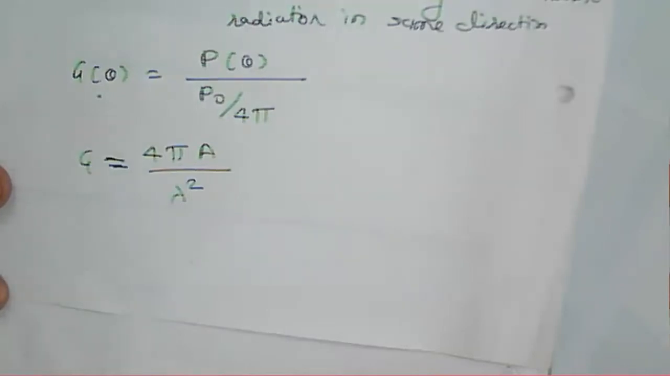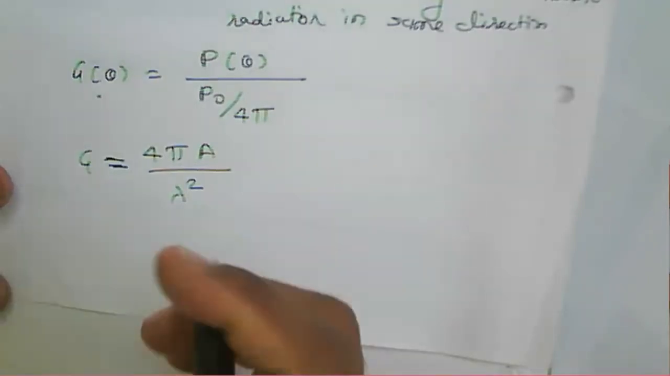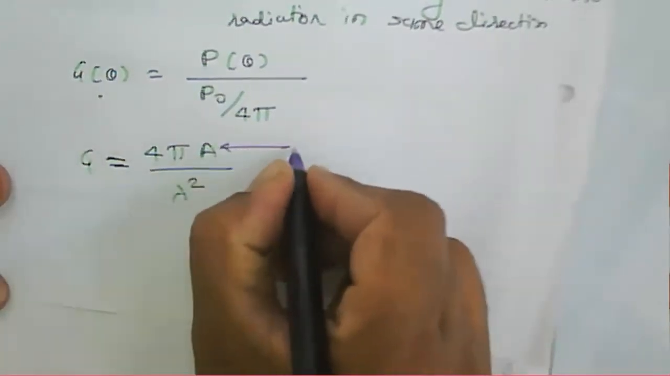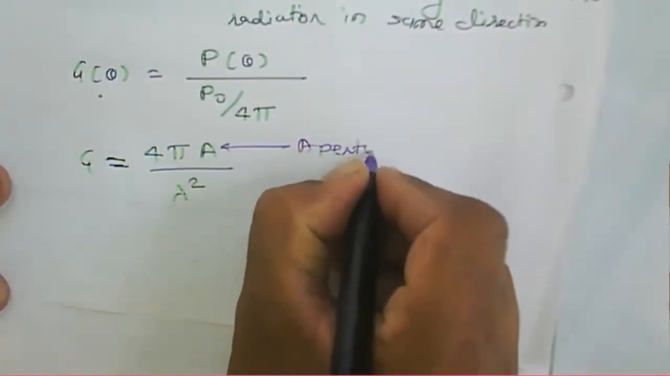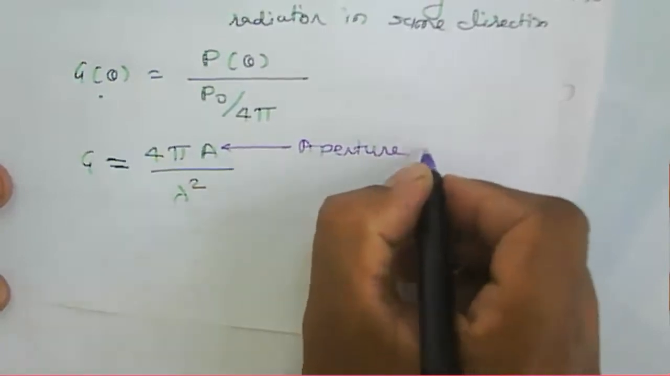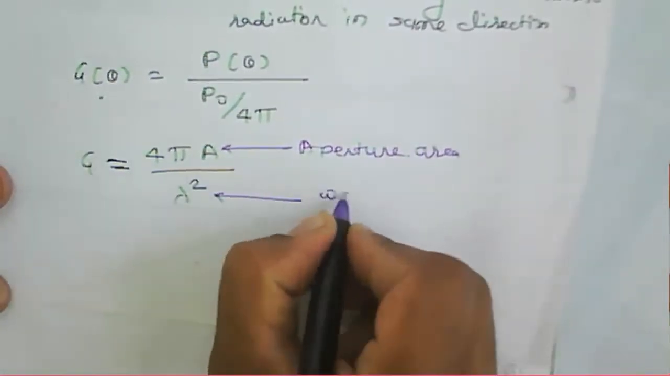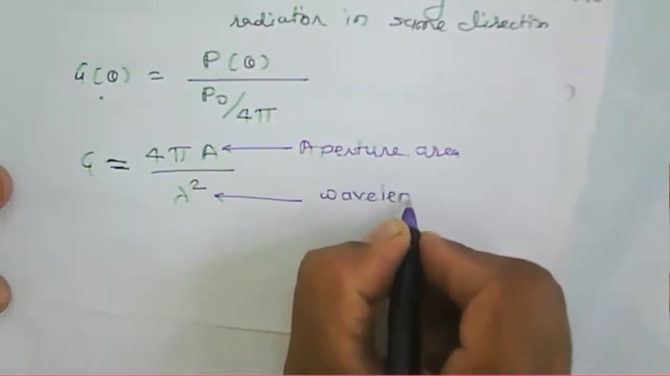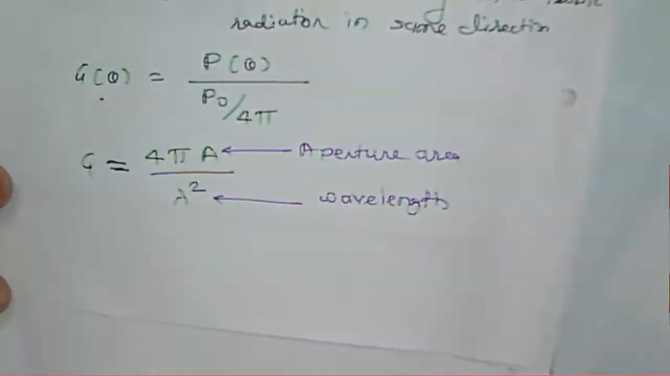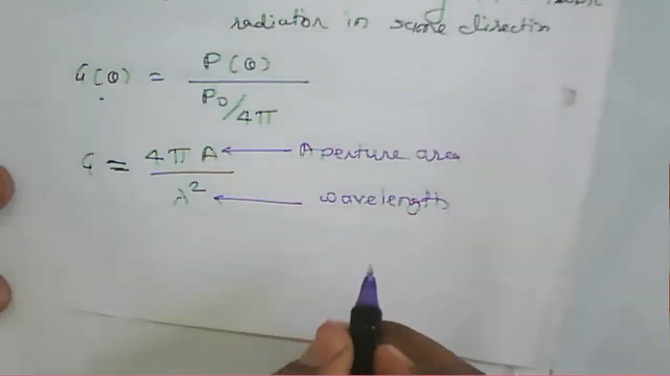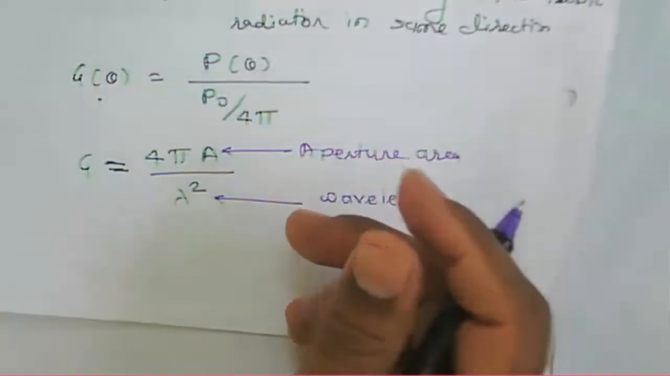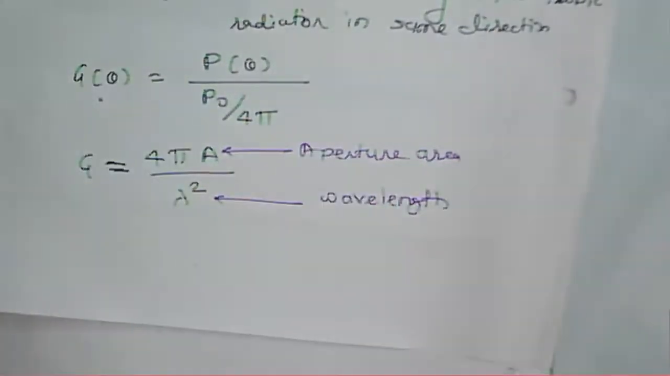And if you see here, A is nothing but what? That is the aperture area of an antenna, and this one is your operating wavelength, or the wavelength of whichever signal we have, and that will be transmitted in the given particular direction.